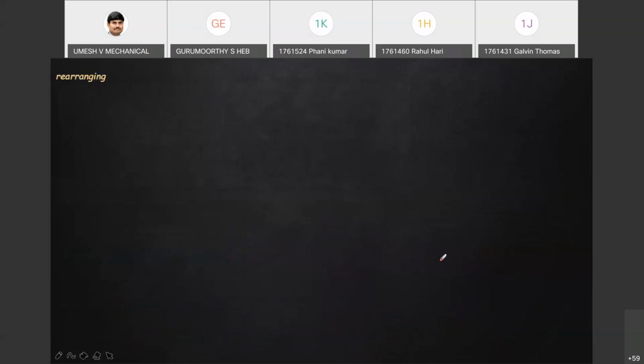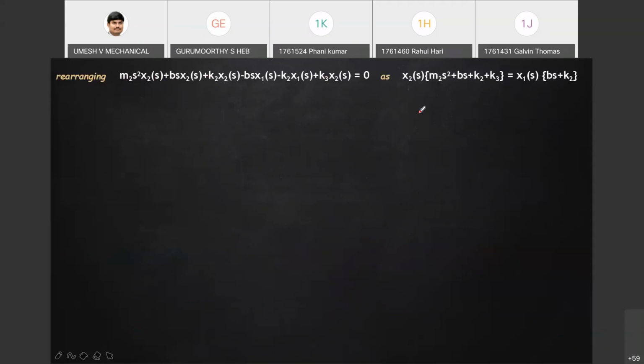Now come to the same equation rearranged. One equation, what was shown previously, as x2 multiplied by all, minus, minus part by side, of x1 of s. This is the first equation.